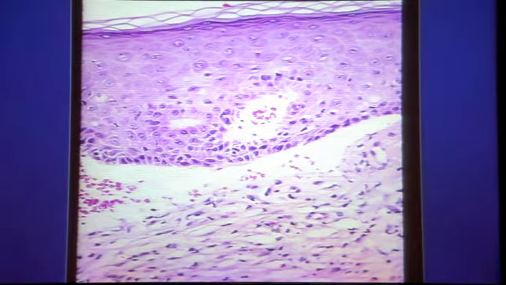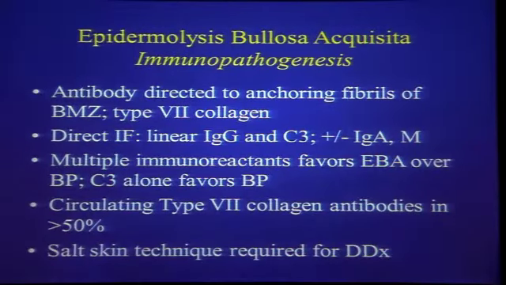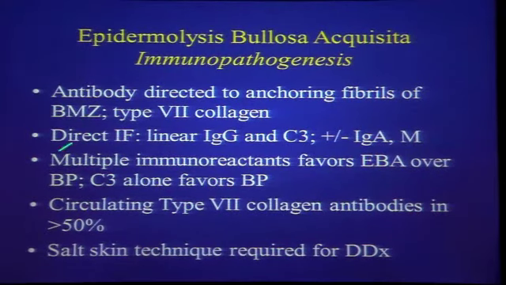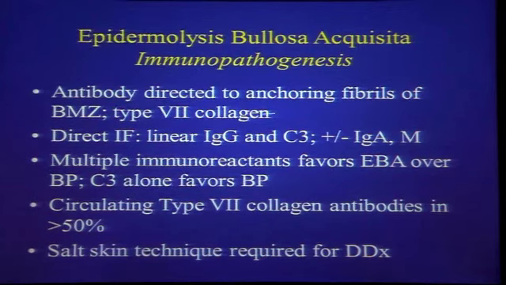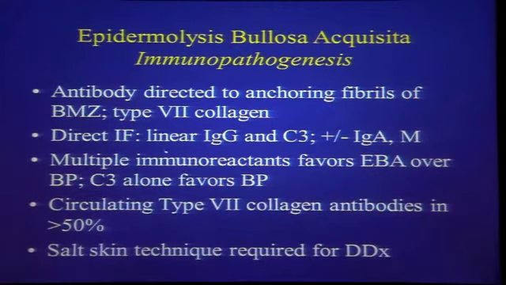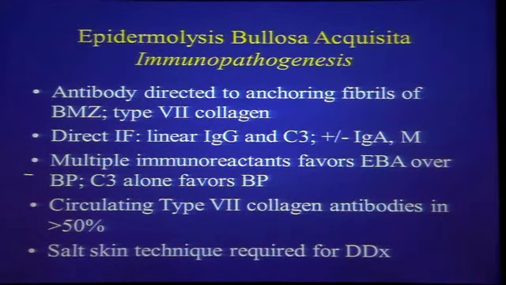So in order to distinguish these two, you may have to do some additional studies. One thing that you can do is a salt split skin technique. Again, these are different antibodies. These are directed to the anchoring fibrils of type 7 collagen. They both have linear IgG and C3, both pemphigoid and EBA. If you get multiple immune reactants such as IgA or IgM, that favors EBA over pemphigoid.